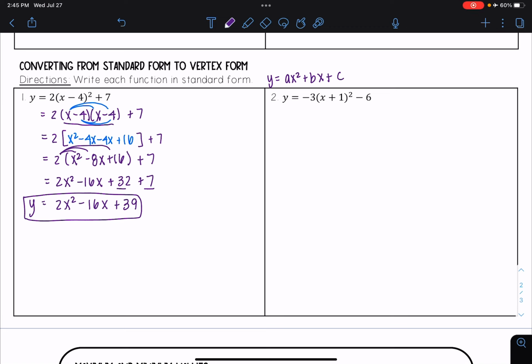Okay, let's do one more. So here I have y equals negative 3 times (x plus 1) squared minus 6. So first I'm going to rewrite that as negative 3 times (x plus 1) times (x plus 1) minus 6. And this time I'm going to go ahead and distribute that negative 3 first so we can see how that looks. So when I do that, I have negative 3 times x to get negative 3x. And I'm going to leave parentheses around it. And then negative 3 times 1 to get negative 3.